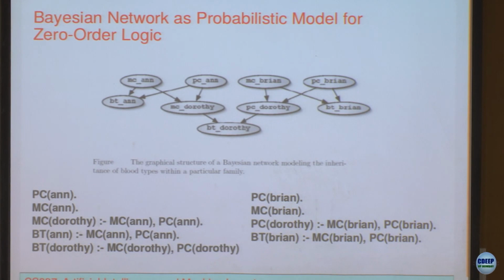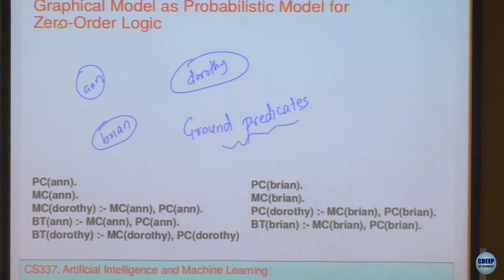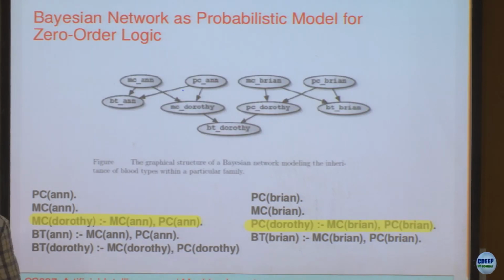So, let me just highlight the sections. So, this and this. Brian is the father of Dorothy, Anne is the mother of Dorothy. Okay, so the relation is here, mother, father, and because of that you have these influences represented through a Bayesian network.